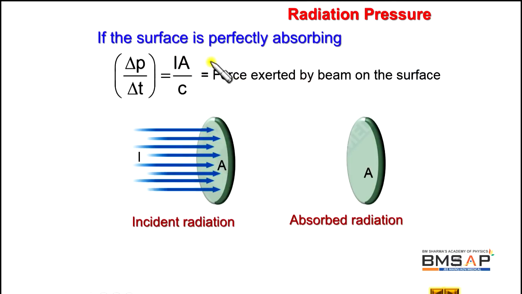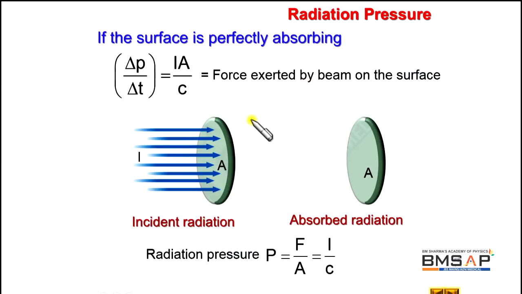So, here we got the force, which is in the normal direction. From this expression we can find the radiation pressure. Radiation pressure will be equal to force divided by area. So, we can write radiation pressure P equal to F divided by A, and this is nothing but I divided by C, because A and A will get cancelled, right. So, this is the situation when the surface is perfectly absorbing.